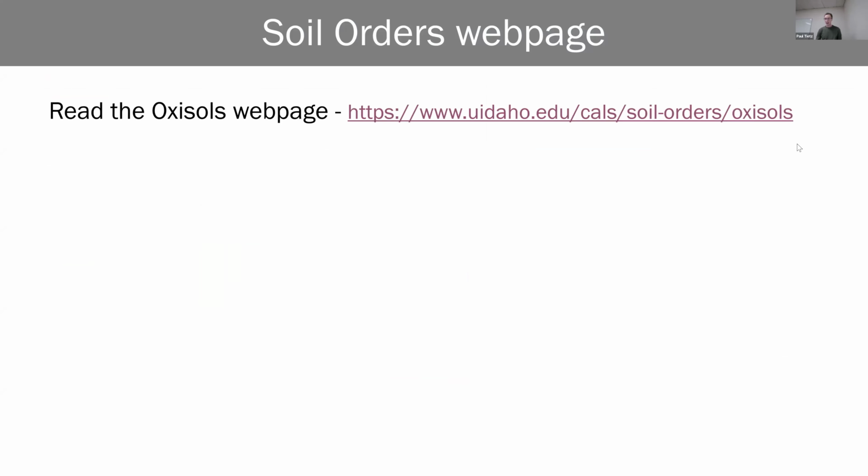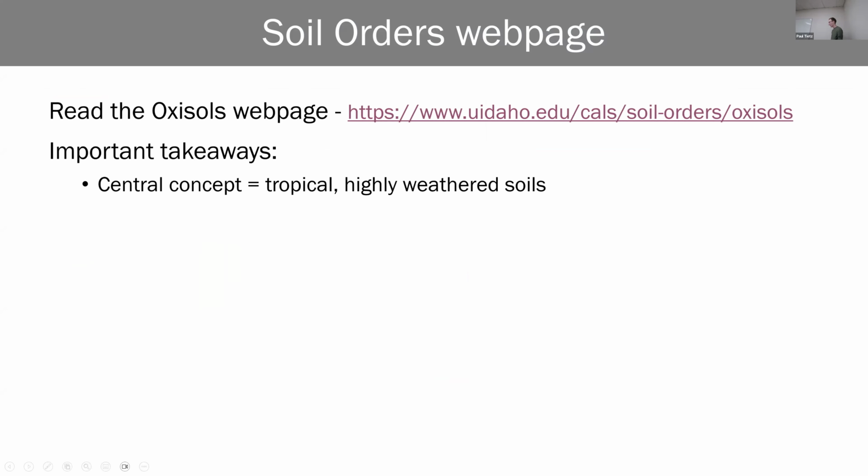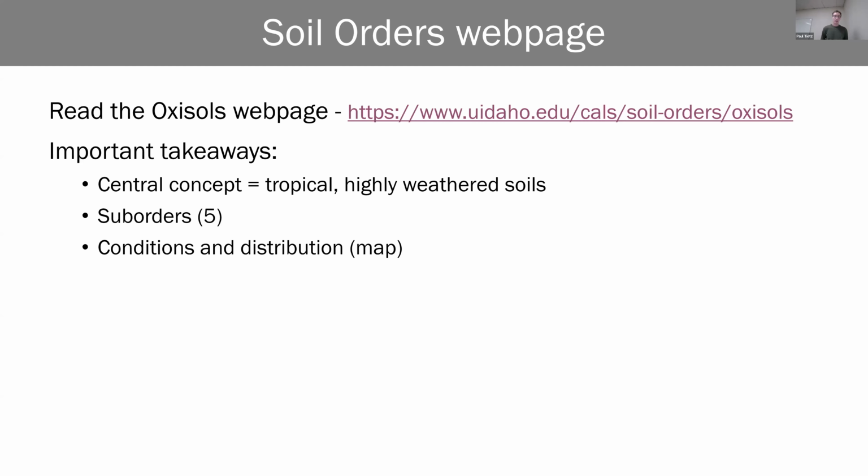So to review at least the important factors for oxisols, everything's listed on the webpage there. Takeaways are the central concept for all oxisols: tropical, highly weathered. If it can weather out of soil, it probably has, which is usually we refer to the silica minerals like that. We got those 5 suborders, mostly determined by the climate conditions. How to find them on the map, look for the vacation destinations. It'd be Hawaii, it'd be Puerto Rico, it'd be near the equator.